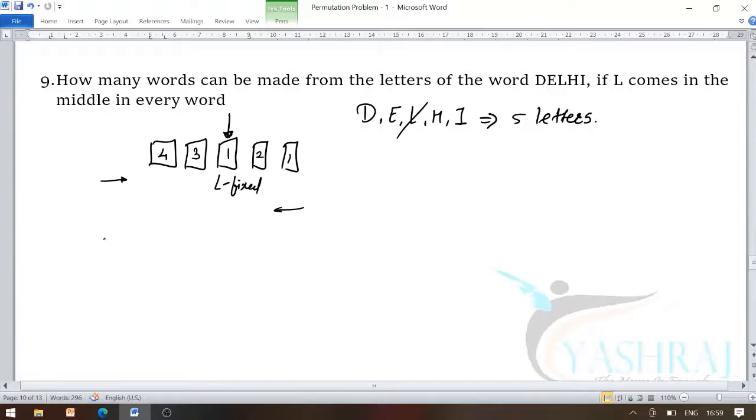That means as per the multiplication principle, the total number of possible words that can be formed by using the letters in the word Delhi, such that L comes in the middle in every word, is given by, in short, I will write total ways, as per the multiplication principle, 4 into 3 into 1 into 2 into 1. That means we have ultimately 4 into 3 into 2 into 1, which becomes 4 factorial, meaning 24 ways. That means there are 24 words that can be formed by using the letters in the word Delhi, with the condition that L comes in the middle of every word.